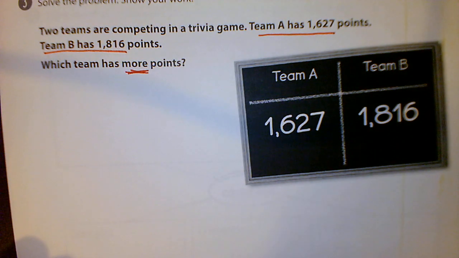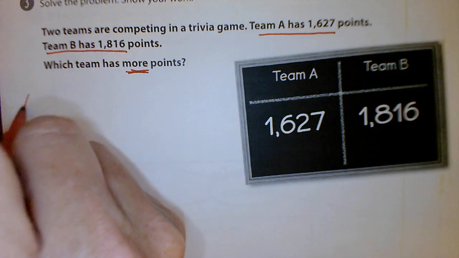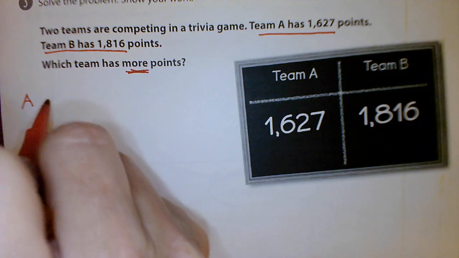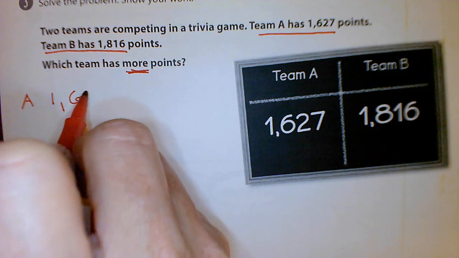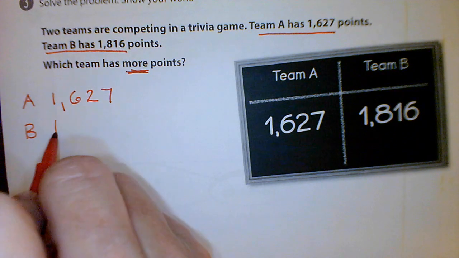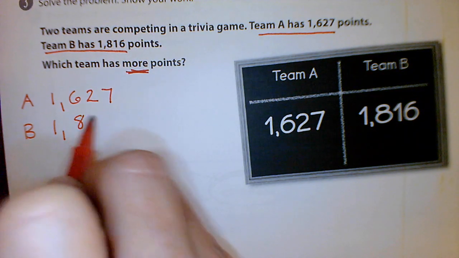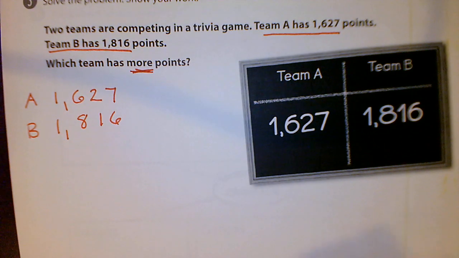So again, to compare them, I always think it's really easy to stack them. You could even make a place value chart. Either is fine, but I'm going to go ahead first and stack them. So I have team A, which is going to be 1,627, and team B is going to be 1,816.